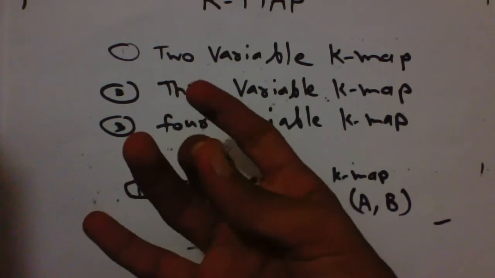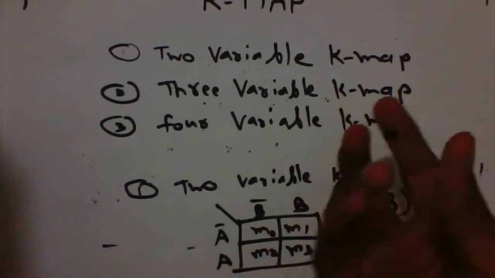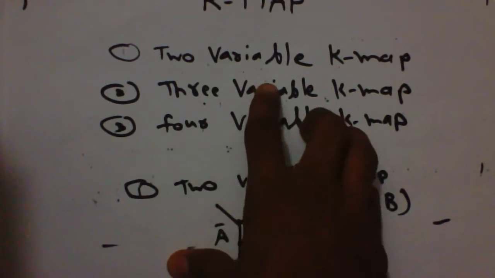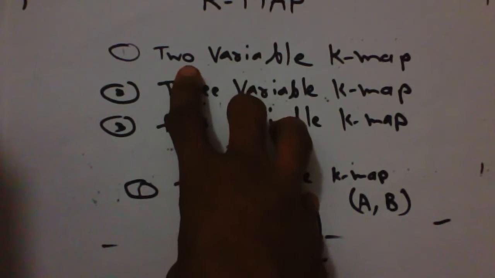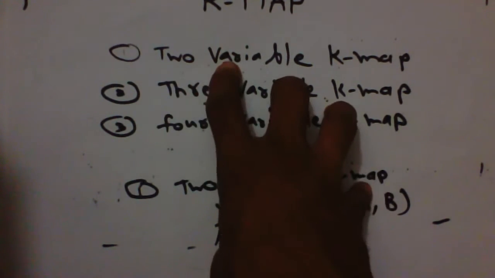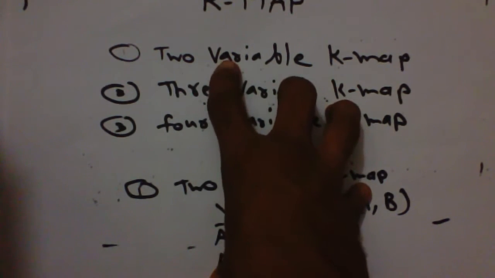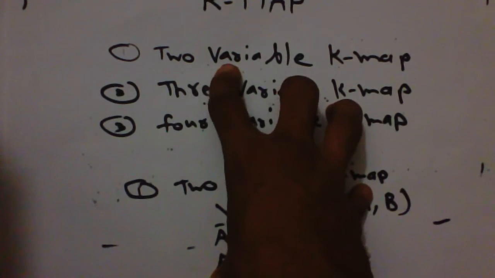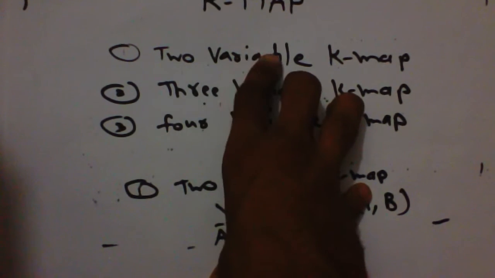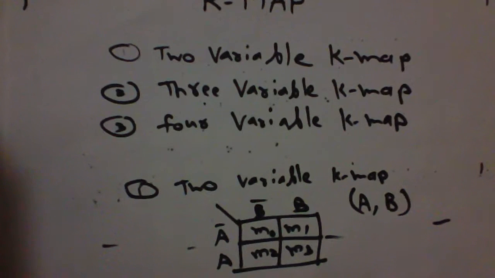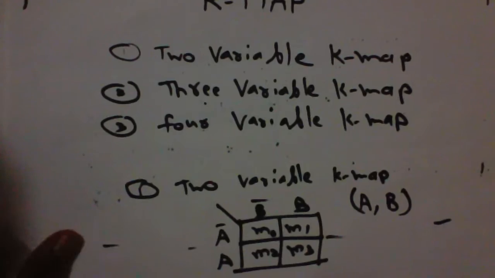If we have ABC or XYZ or PQR, three variables, we will design a three variable K-map. If we only have two variables, means AB or A bar B or AB bar plus B bar A, we will design a two variable K-map. So let's start. Let's start with a two variable K-map.